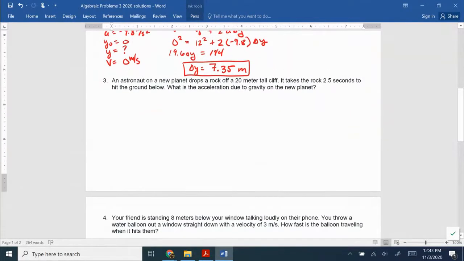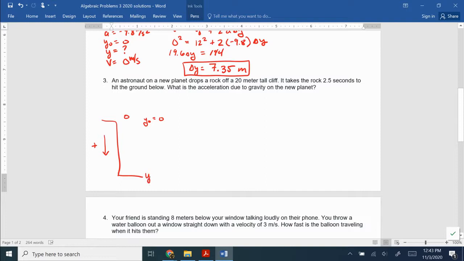An astronaut on a new planet drops a rock off a 20-meter tall cliff. It takes 2.5 seconds to hit the ground. What is the acceleration on the new planet? So let's see here. Same kind of deal, basic setup as number 1. The object starts here, so we'll call that y naught is equal to 0. You only have downward motion, so we should call that direction the positive direction.